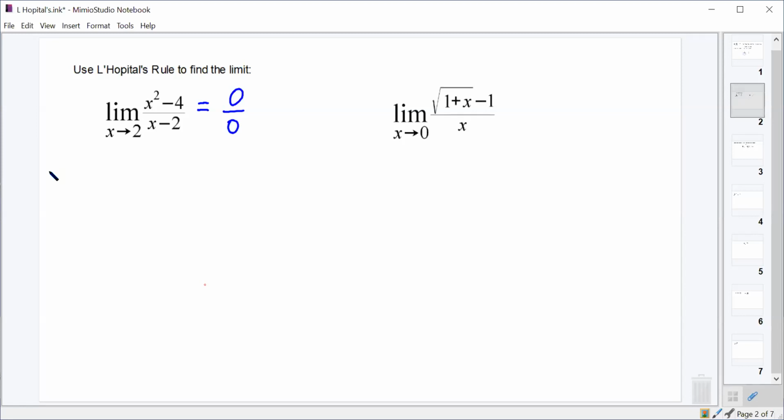So what we would do is we would write it out, and on the AP test, they want you to say that you use L'Hopital's rule.